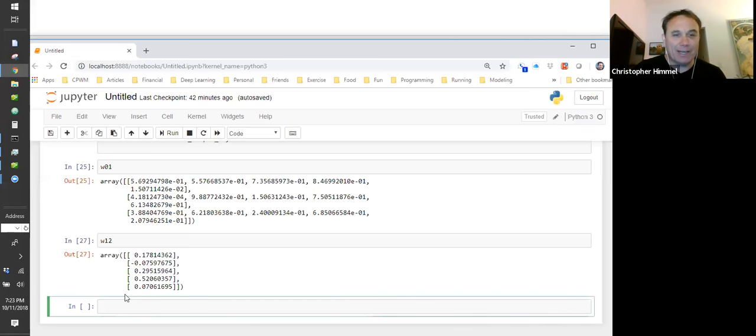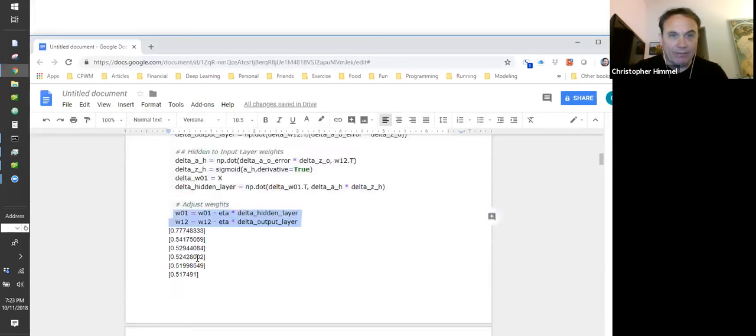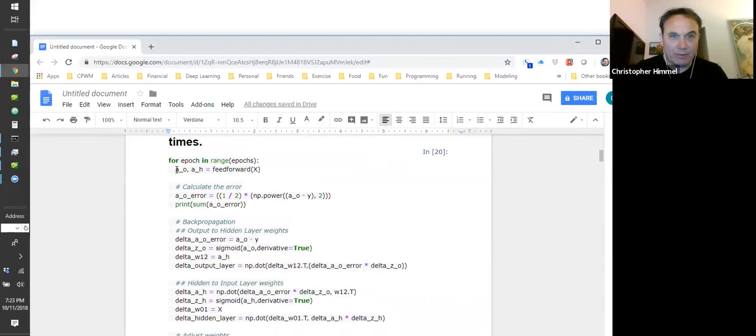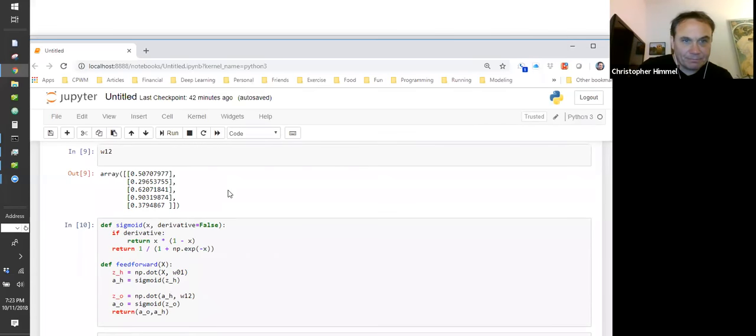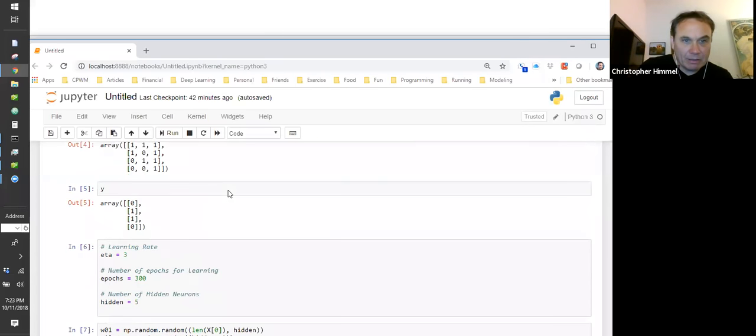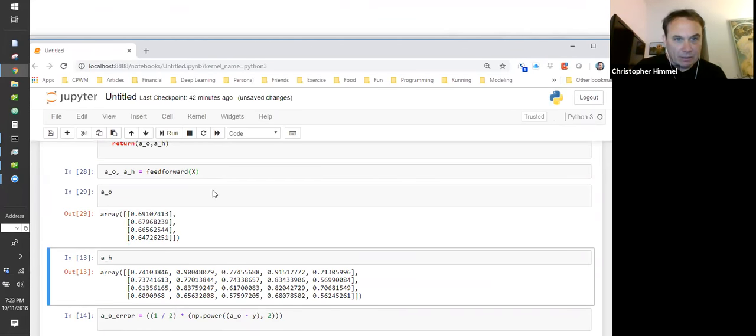Okay, so we did this one time. Let's see if we're any closer to the right answer. If I feed forward again, let's go do this feed forward. Actually, I already have this code, so let's go back up. Okay, I defined it, and now let's run it. Are we any closer? We don't see what it was. They were higher numbers. So this is 0.7. This is 0.6. So it's really not that much closer, if anything.